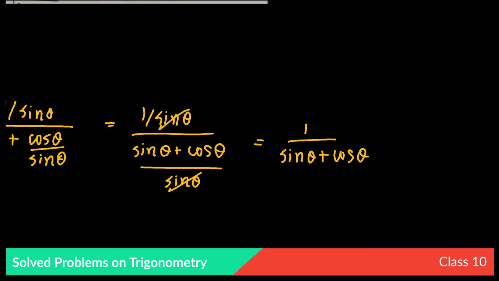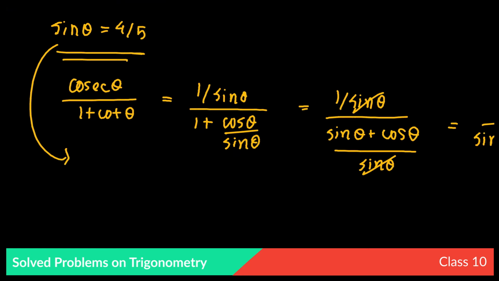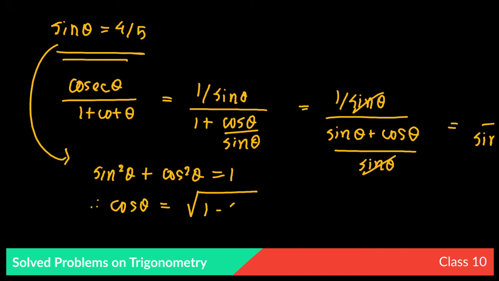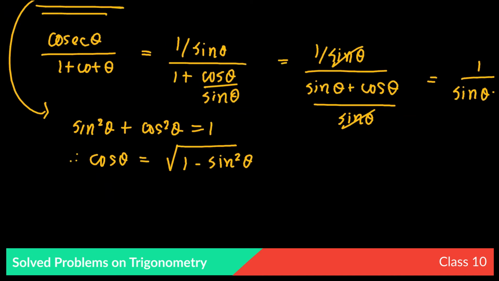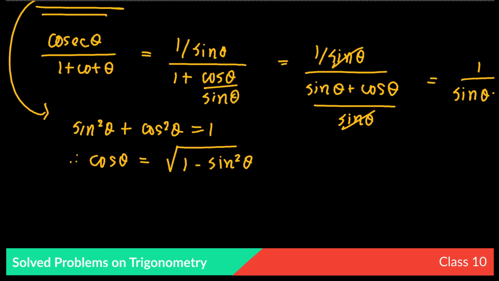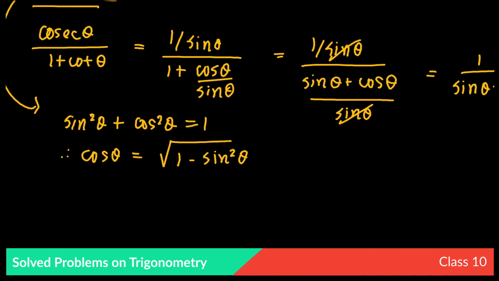Now it was given that sine theta equals 4 by 5. So from this we can find out the value of cos theta. How? In trigonometry we have the identity sine square theta plus cos square theta equals 1. So we can write that cos theta is root over 1 minus sine square theta. Now we know the value of sine theta, so we can also find the value of cos theta. Sine theta is 4 by 5, so sine square theta is 16 by 25.